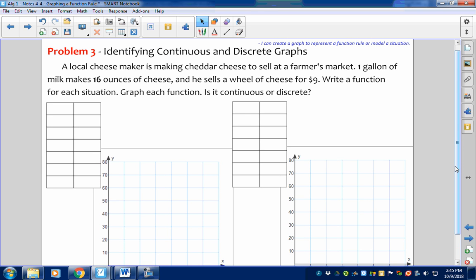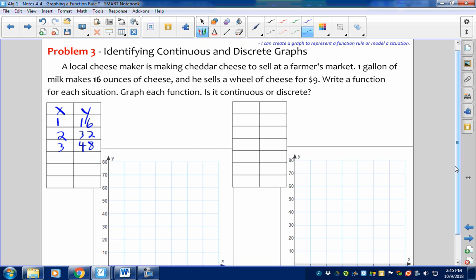I was hoping it was the nonlinear next, but that kind of ruined my segue. Oh well. Local cheesemakers making cheddar cheese to sell at the farmer's market. So we're going to make an XY table. Here's how it works. 1 gallon of milk makes 16 ounces of cheese. 2 gallons is 32. 3 gallons is 48.